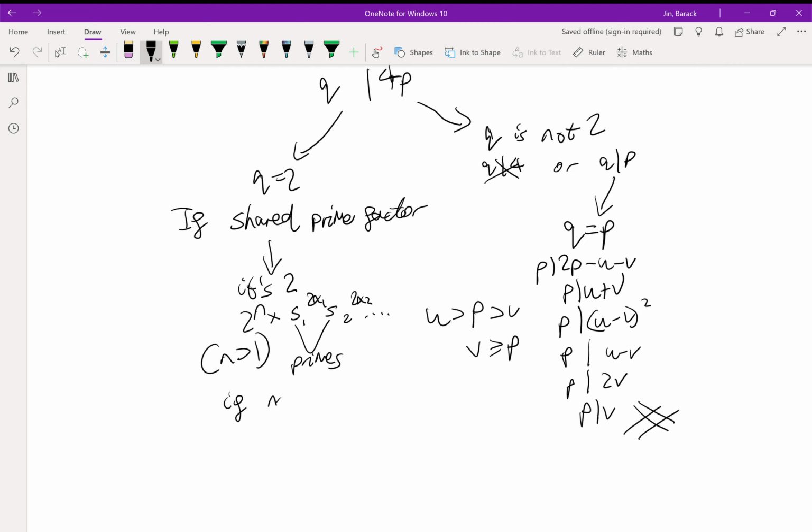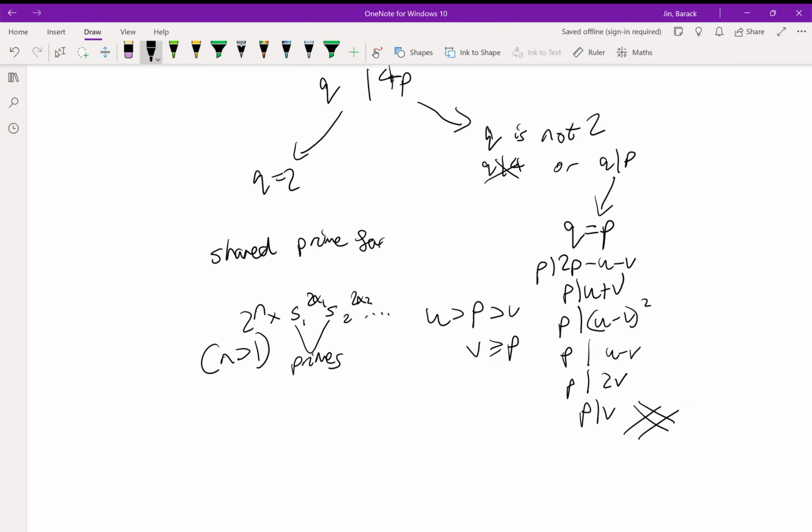Actually, we don't even have to say this, because the shared prime factor always has to be 2. And if 2 is not shared, then n is just 0, if there's no power of 2.